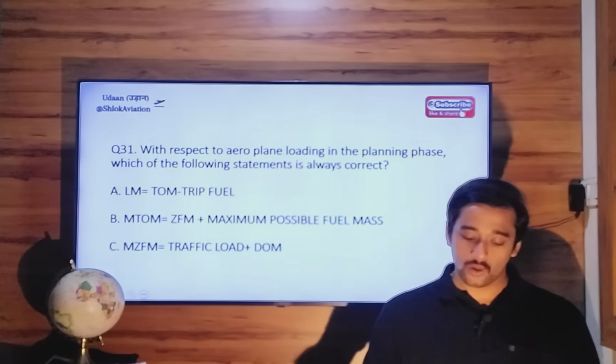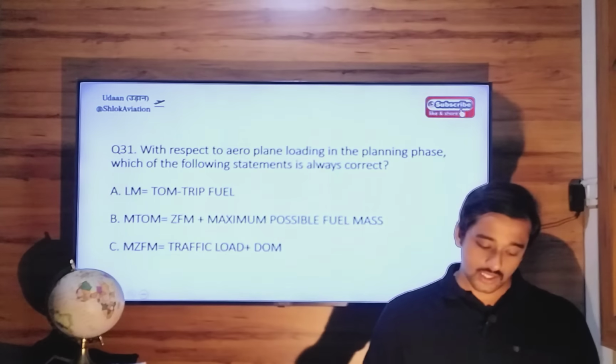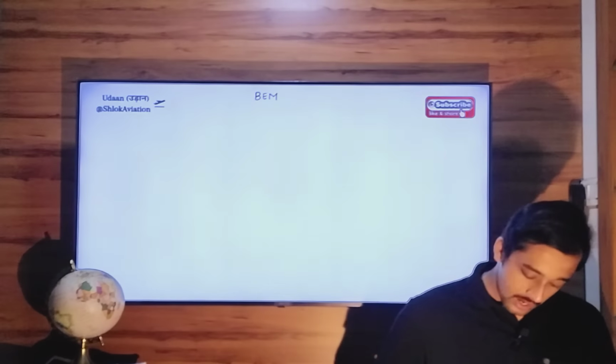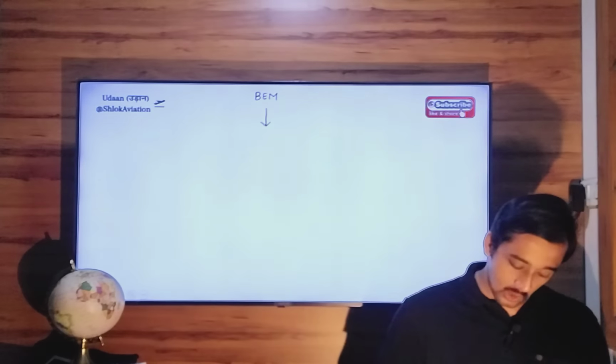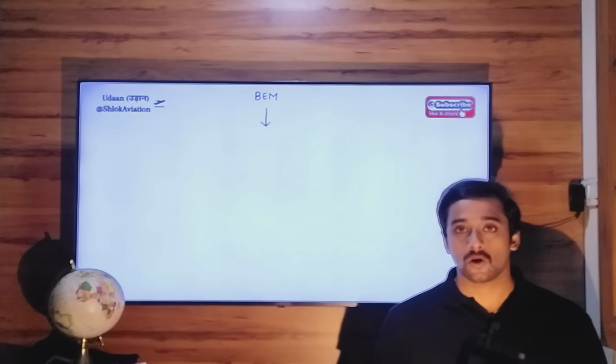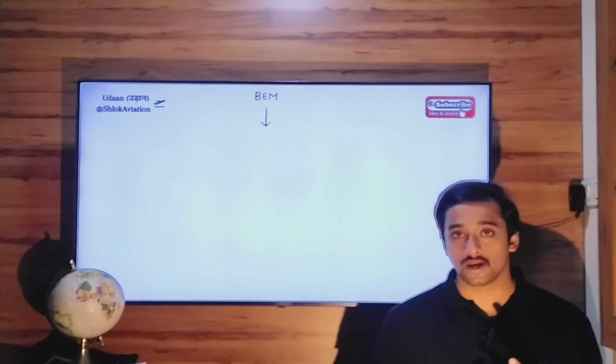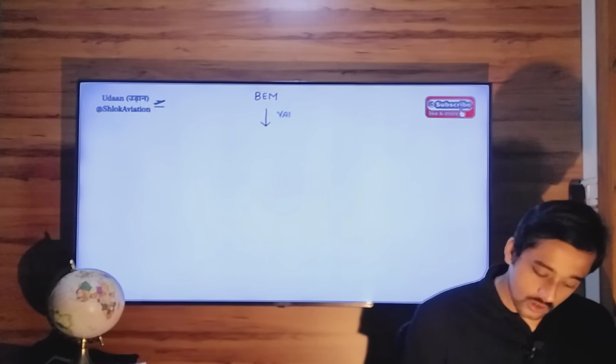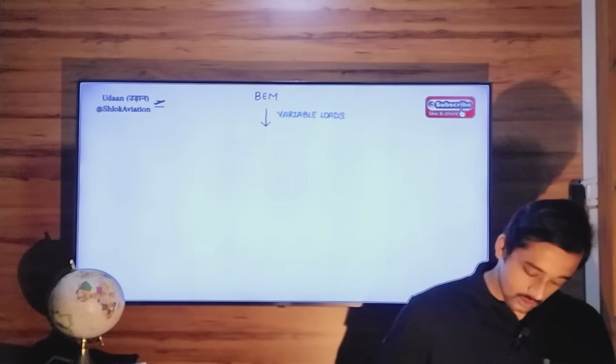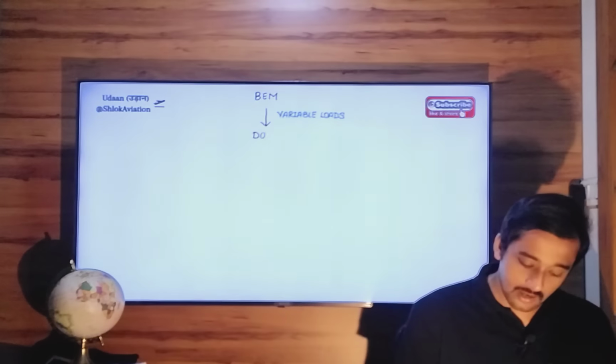With respect to aeroplane loading in the planning phase, which statement is always going to remain correct? Before that, I will just give you a rough idea of the format of your weight and balance. You always start with basic empty mass. When you add variable loads, meaning the mass of crew, baggage, food, water, to your basic empty mass, you get DOM, that is dry operating mass.